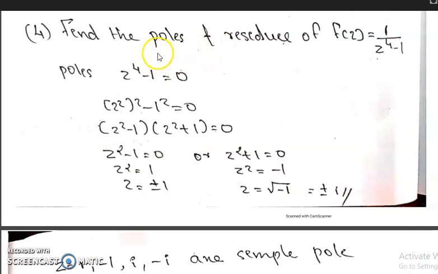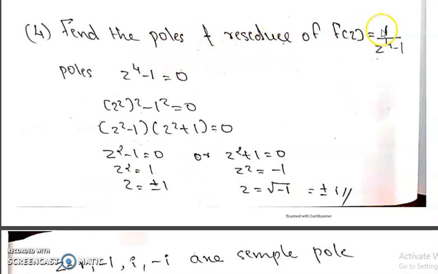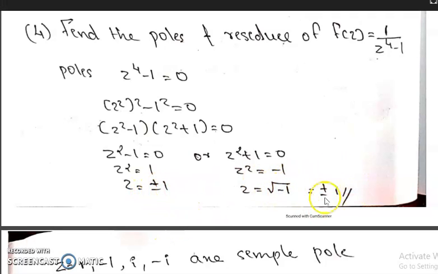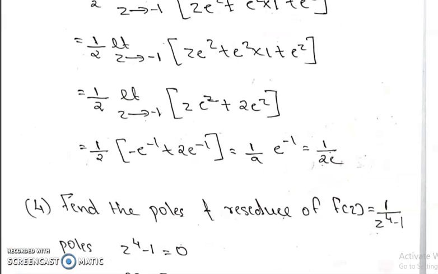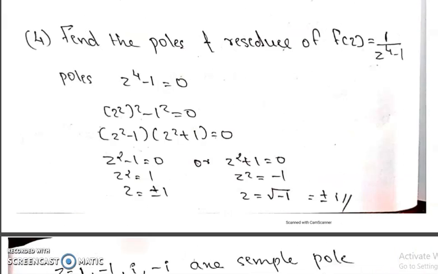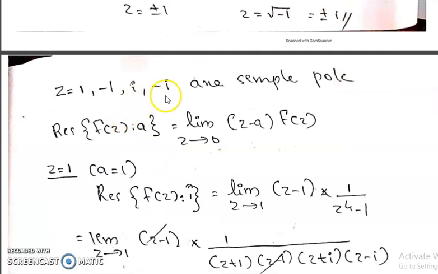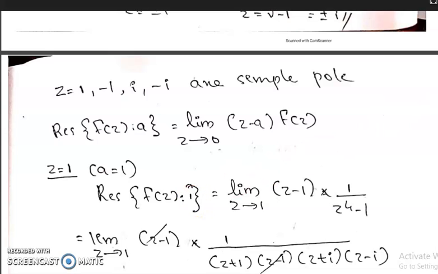So next question, finding poles and residues, you can try it on your own: 1 by z power 4 minus 1. Here all the poles are simple poles. You see, plus or minus 1, root of minus 1 is plus or minus i. So you get 4 values for z and they are all simple poles: 1, minus 1, i, minus i. So you can do it one by one. You can follow the method which we did now.